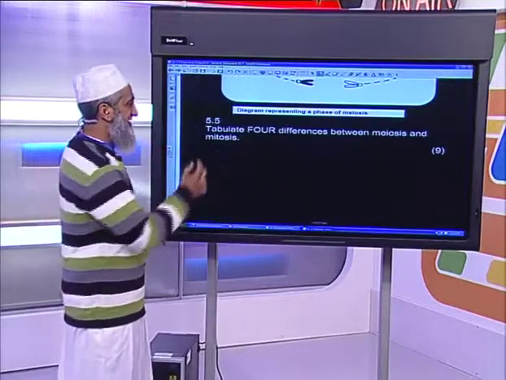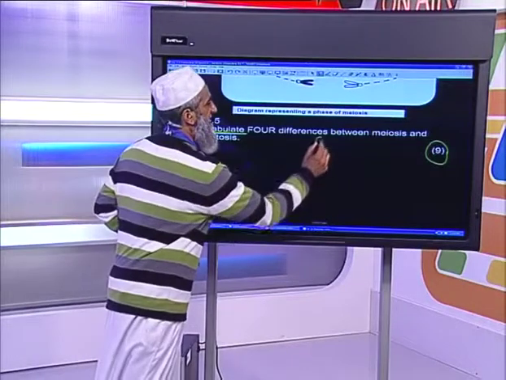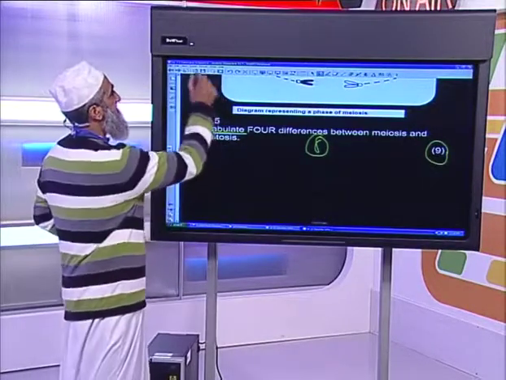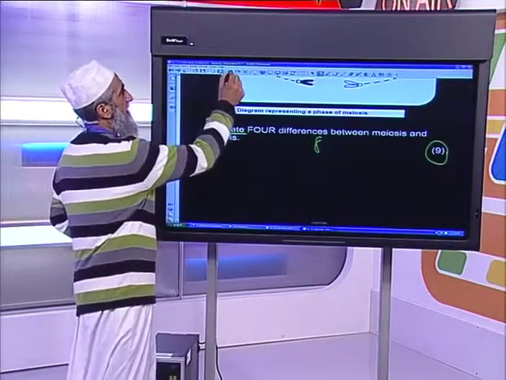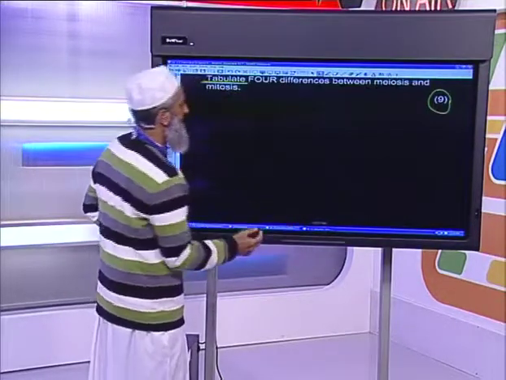And the important thing, instructions again. What did they say? Tabulate. Normally, and here you have it. How many marks here? 9 marks. And there's 4 differences. 1 mark for each difference should give you 8 marks. But they've given you 9 marks. Why have they given you 9? Because you had to tabulate, and they're giving you 1 mark for drawing the table.